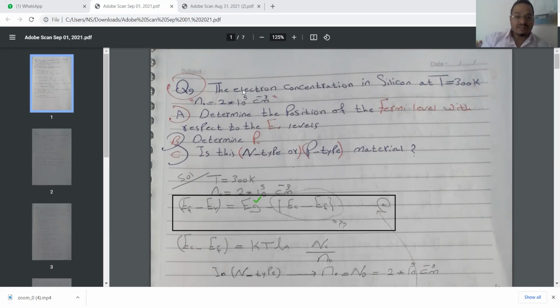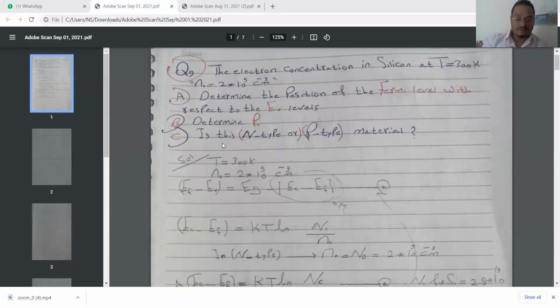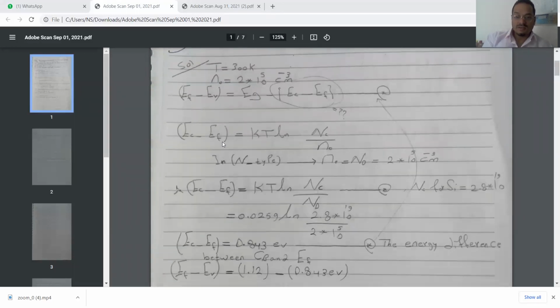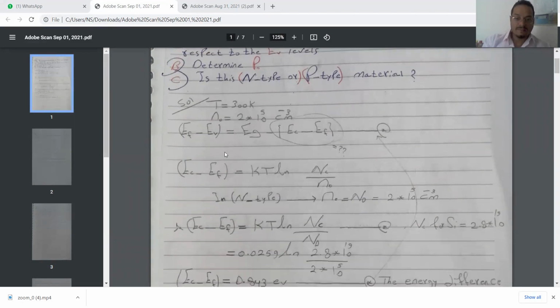Let's complete. Let me delete all of that. Here, we're dealing with N-type doping. That means N naught equals ND equals 2 × 10^5. Okay, now let's solve this equation.